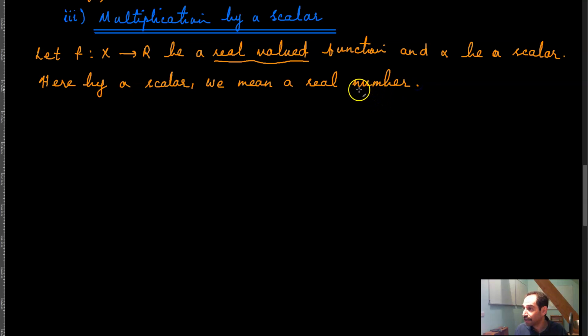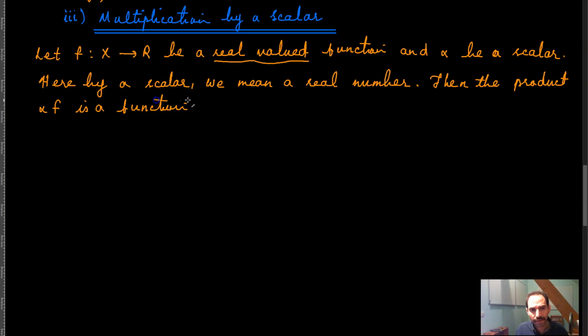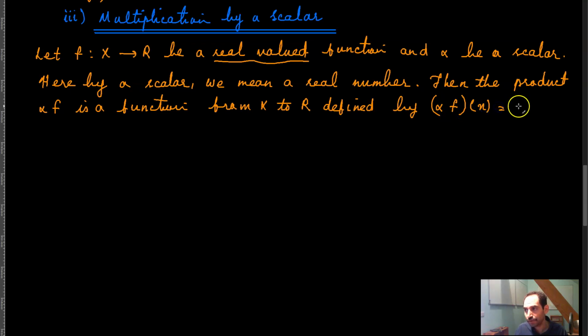Then the product alpha f is a function from X to R, defined by alpha f of x is equal to alpha times f of x, for x belonging to X.